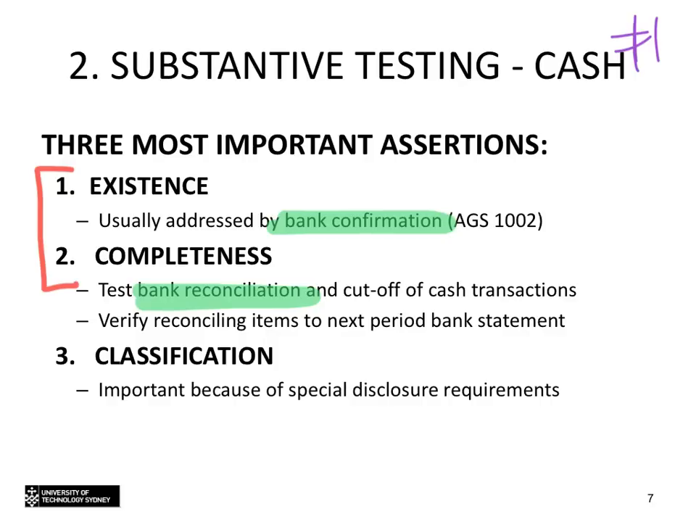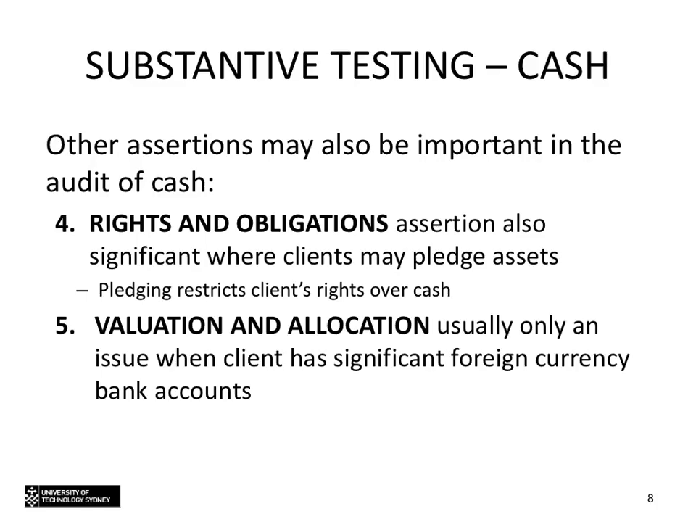But the bank reconciliation is really important. You'll use the bank statement that you'll often get from the bank confirm, so it's really important that you know how to do the bank reconciliation. Other things that are important: rights and obligations. Do we own the cash? Having a right to the cash, you'll find that out from the bank confirm. So the confirmation will give you a lot of information there. And then the valuation and allocation. The valuation flows on a bit from the bank confirmation and the bank reconciliation. If your reconciliation's not right, your valuation won't be right.